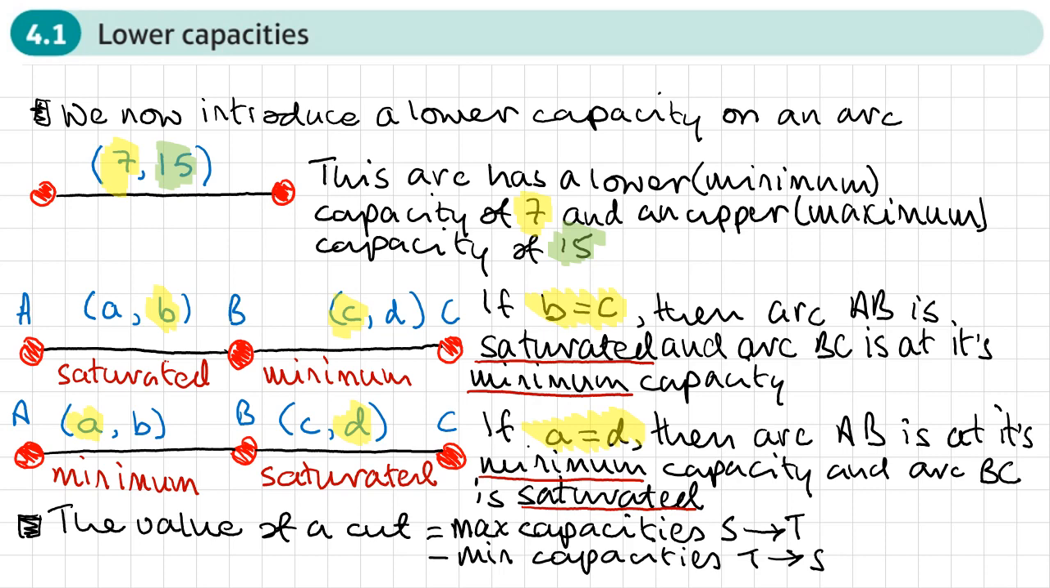And lastly, if we're required to work out the value of a cut, well, this is equal to the maximum capacities which flow from the source to the sink, from S to T, going across the cut, minus the minimum capacities of any arcs which are flowing from T to S, from the sink to the source.